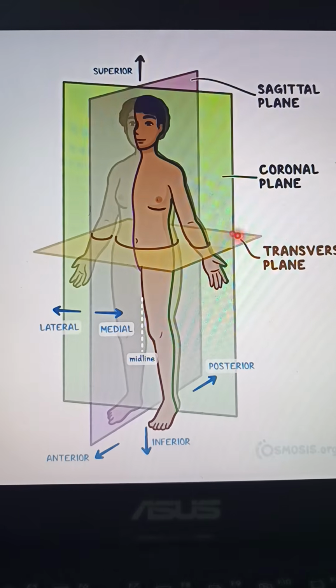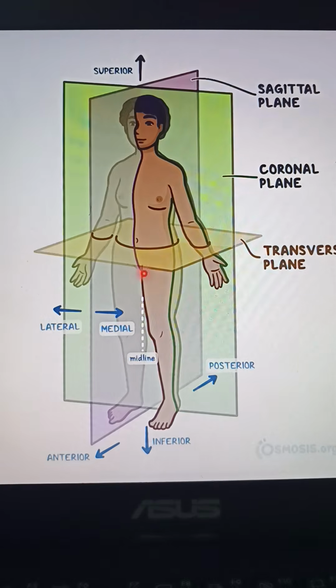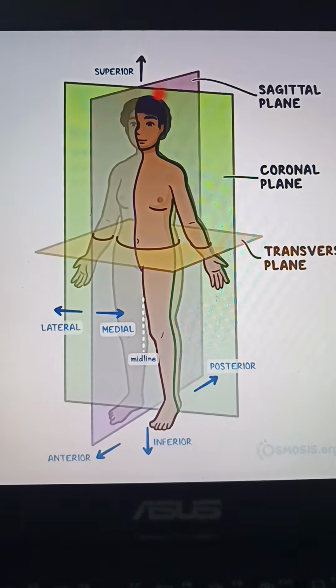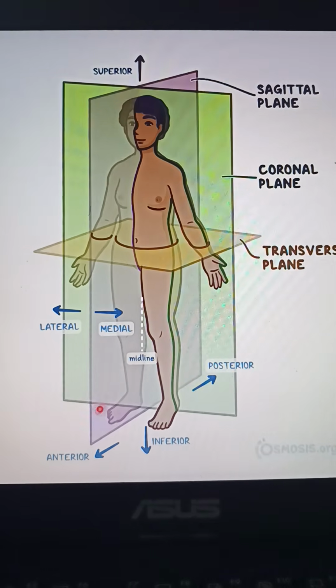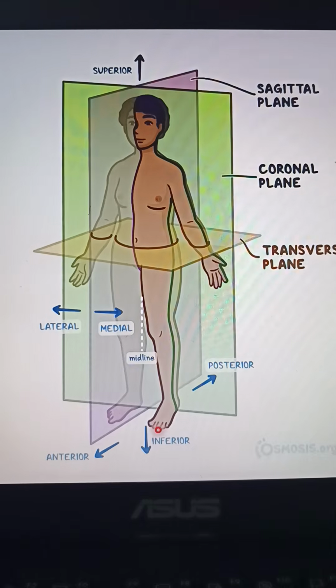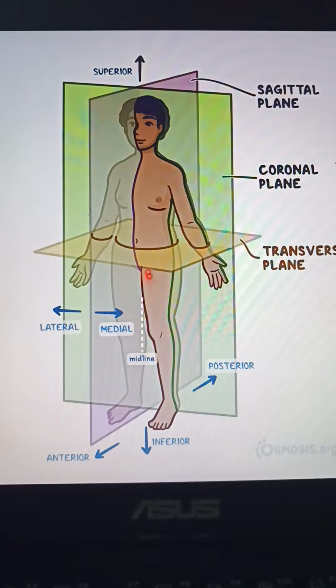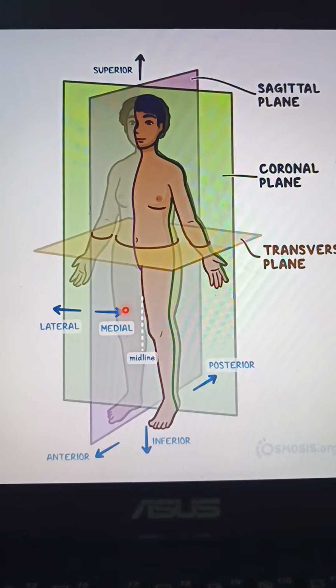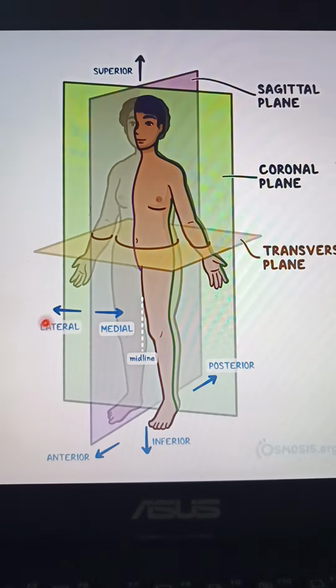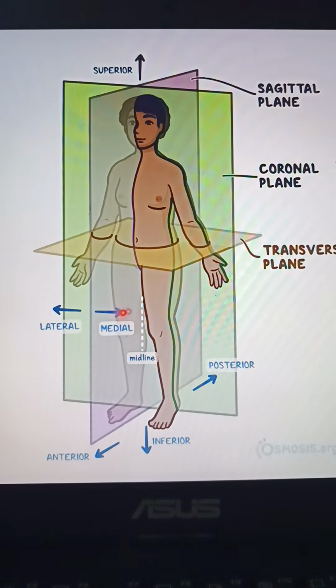And lastly, you have the transverse plane, where the body is cut into an equal upper, or superior, and inferior half. Now, another thing you have to understand, this is the midline. So, as you go away from the midline, we call it lateral. As you move towards the midline, it's medial.